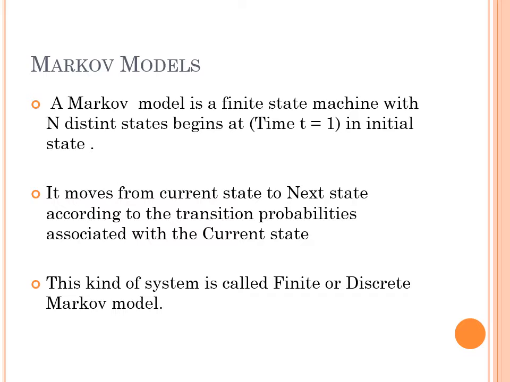So Markov models. A Markov model is nothing but an FSM, that is a finite state machine, with n distinct states which begins at time t equal to 1. That time t equal to 1 is said to be the initial state. It moves from the current state to the next state according to the transition probability associated with the current state. That's why this is called a finite or discrete Markov model.